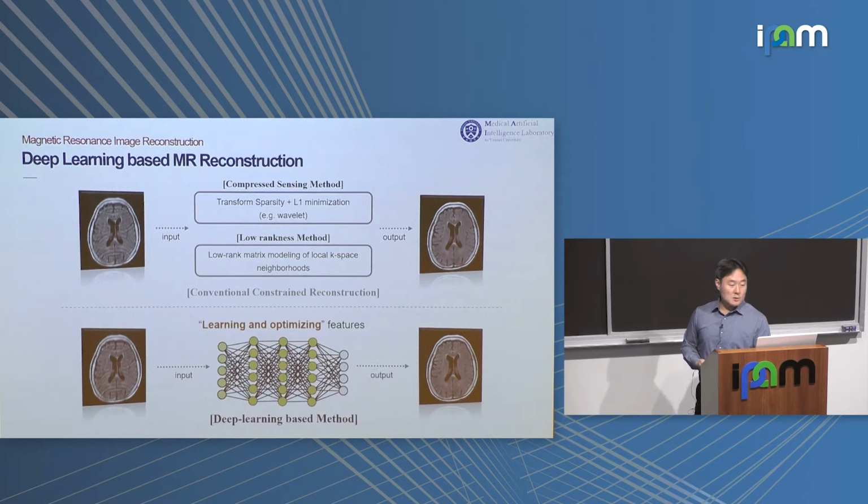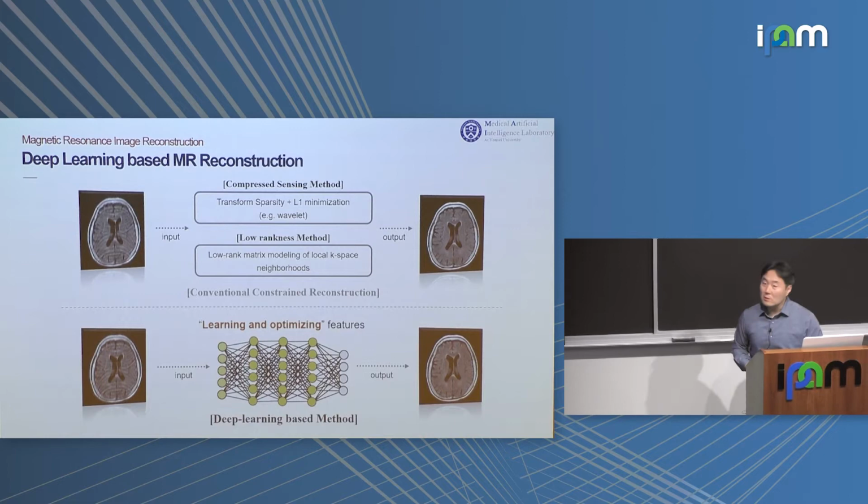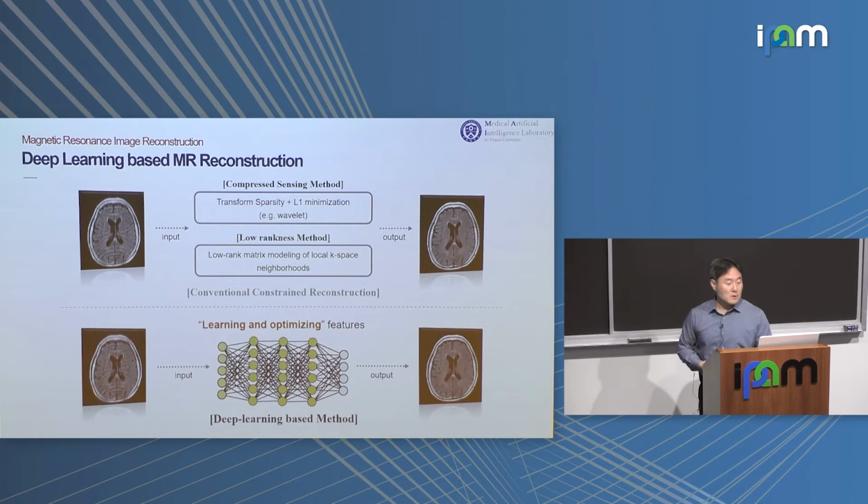Or some other researchers tried low-rank matrix modeling of the local K-space neighborhoods and can produce these nice-looking images. And these are the conventional compressed sensing reconstructions.